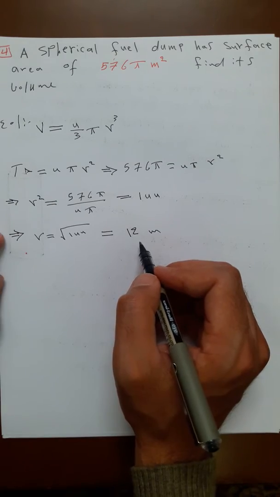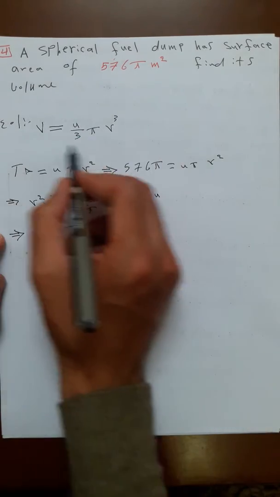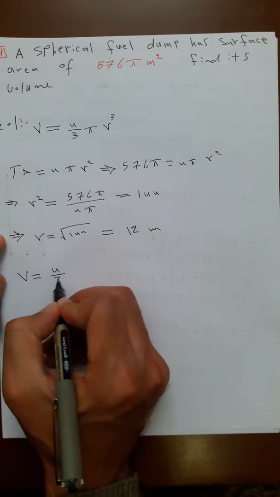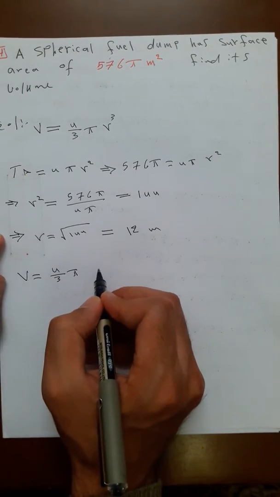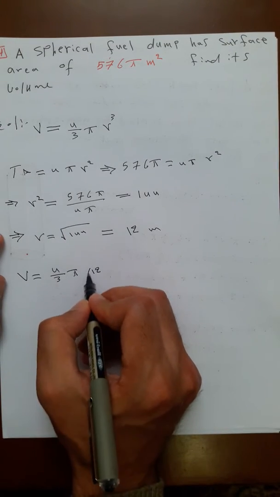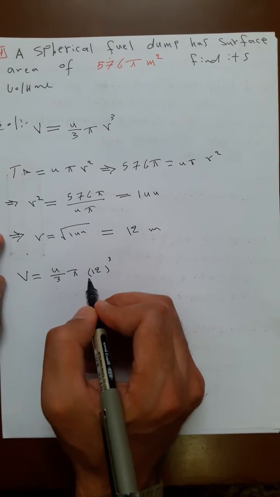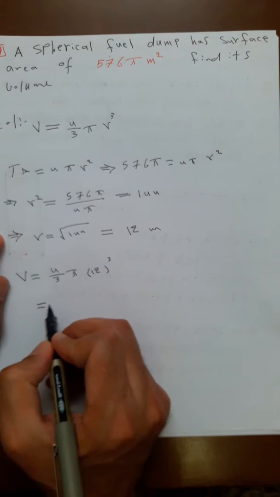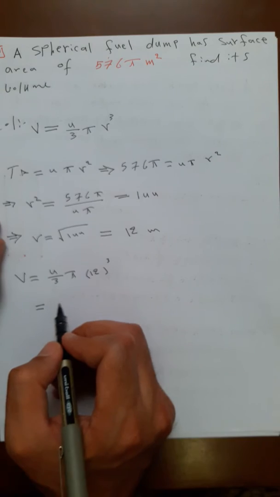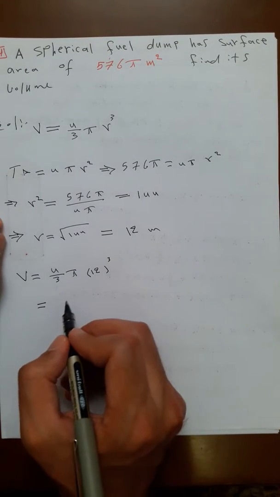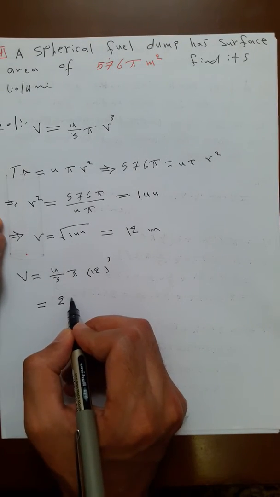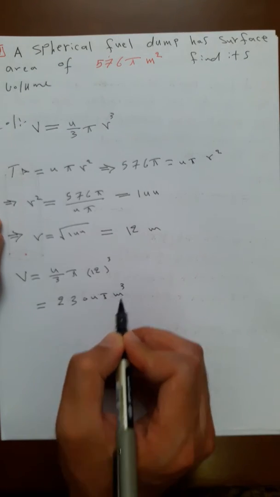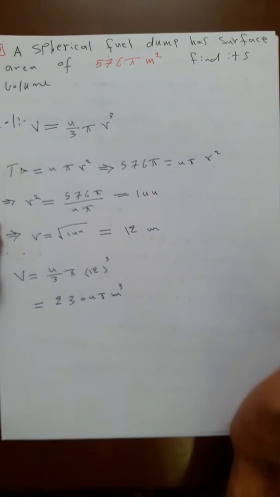Now to find the volume of the sphere, I will take this rule. V equal to 4 divided by 3 pi R to the power 3. R is 12 to the power 3, and this is equal to 2304 pi meter to the power 3. This is the volume of the dump.